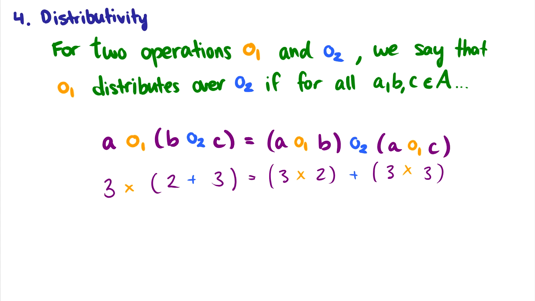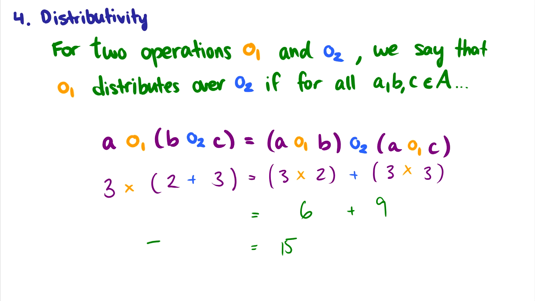And is that true? Let's just check. Well, 3 times (2 plus 3) is just 3 times 5, which is equal to 15. Well, 3 times 2 is 6. And then I add together 3 times 3, which is 9, which is also equal to 15. So yes, this is true. So we can say that multiplication distributes over addition.